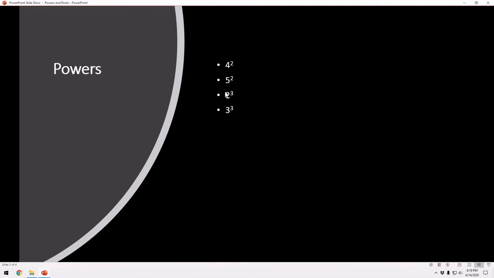This number 4 right here, these big numbers that we see in here, are known as the base or the integers. Okay, so number 4 is a base, and these little bitty numbers at the top are called the exponents. This is the exponent for this number.